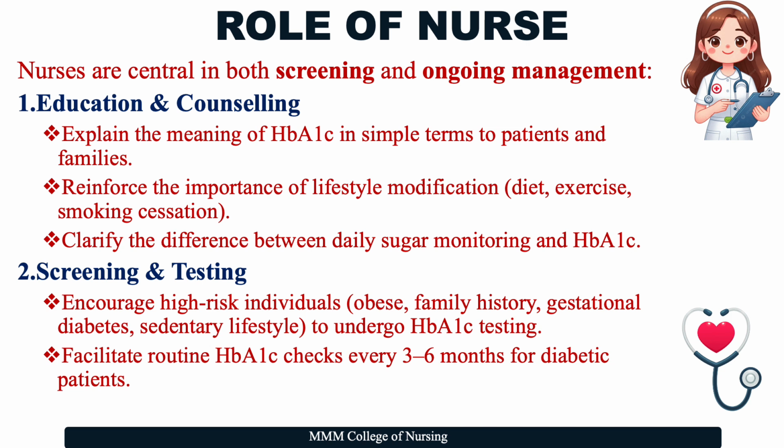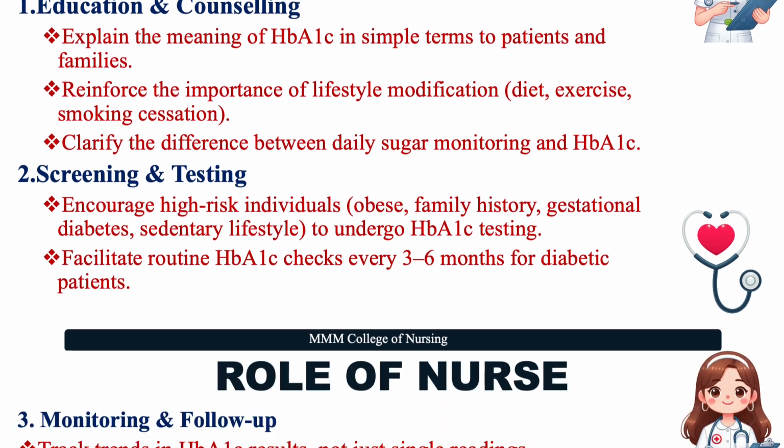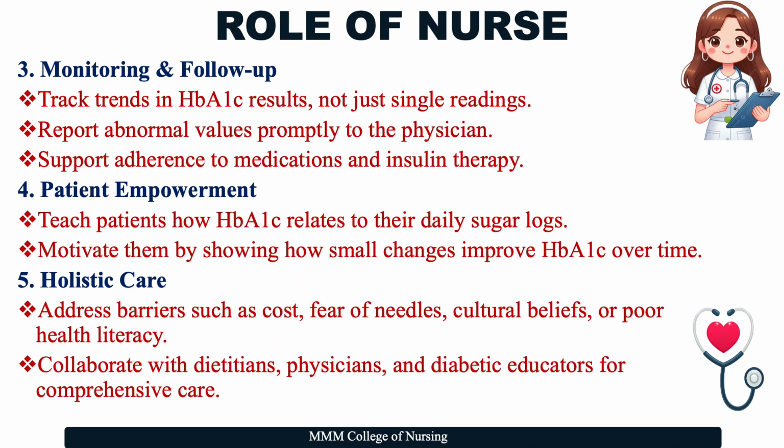They should also facilitate routine HbA1c checks every 3 to 6 months for diabetic patients. With regard to monitoring and follow-up, the nurses have to track trends in HbA1c results, not just single readings, and also report abnormal values promptly to the physician, and further support adherence to medications and insulin therapy to the patients. With regard to patient empowerment, the nurses have to teach patients how HbA1c relates to their daily sugar logs and motivate them by showing how small changes can improve HbA1c over time.